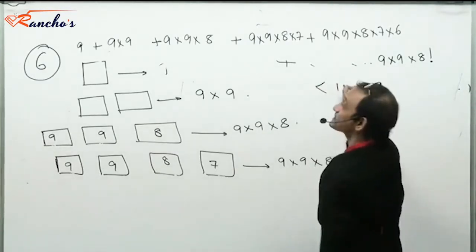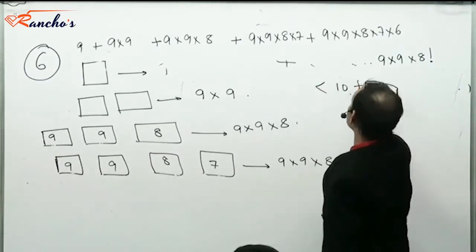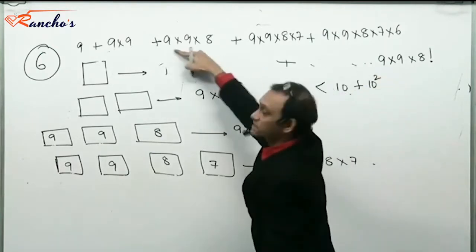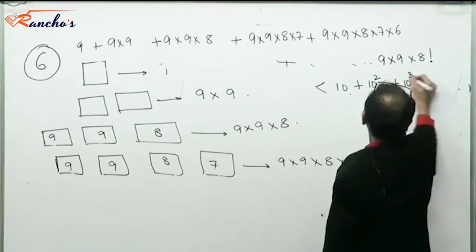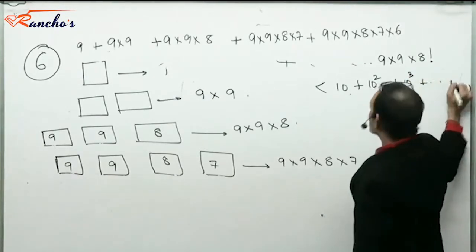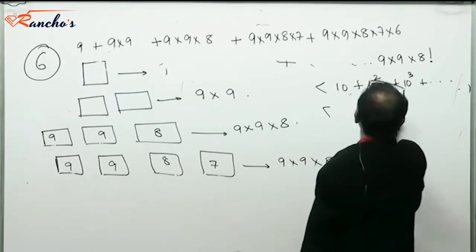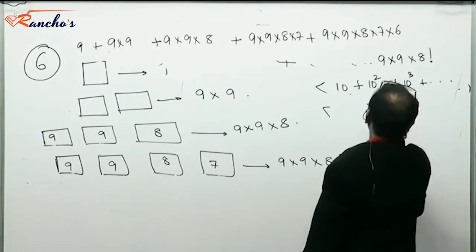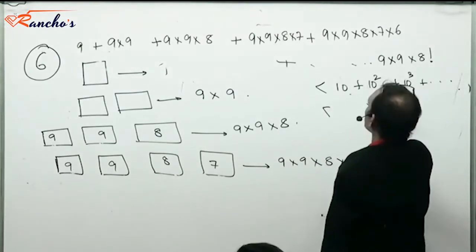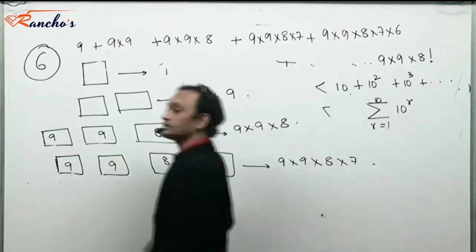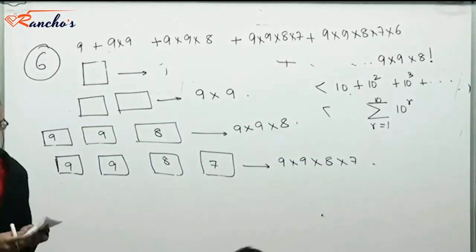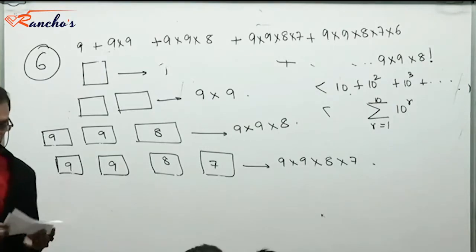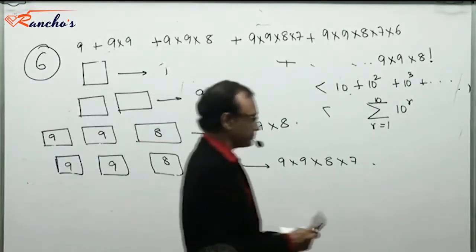This is less than 9 is less than 10. 9 square is less than 10 squared. This is less than 10 cubed, up to n terms. That means this is less than summation 10 to the power r, r equal to 1 to 10. This is less than this. So there are two correct options: B and D.